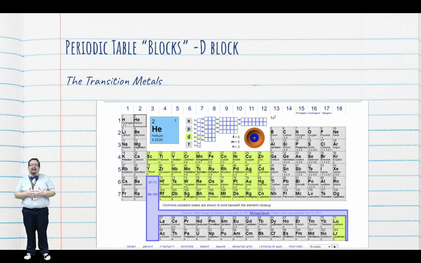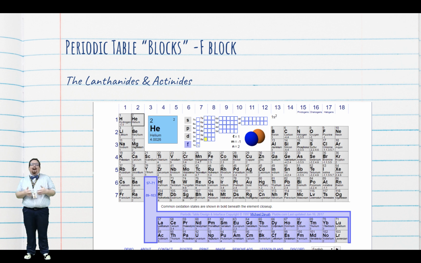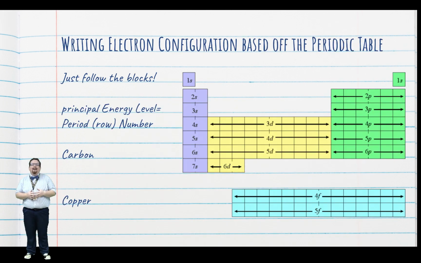The d block is that rectangular chunk of transition metals in the middle. These are between groups 3 and 12. And then the f block is the section of the periodic table that we pull out, the lanthanides and actinides. If we follow the blocks from left to right, it gives us the electron configuration. So let's do that for carbon again.